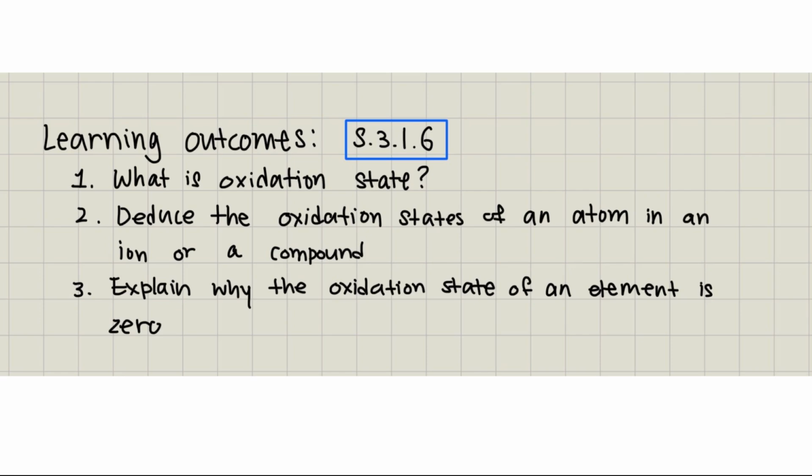Today we're going to be talking about oxidation states. These are the learning outcomes. The first one is to understand what oxidation state is. The second one is to be able to deduce the oxidation states of an atom in an ion or a compound. Then you have to be able to explain why the oxidation state of an element is zero.